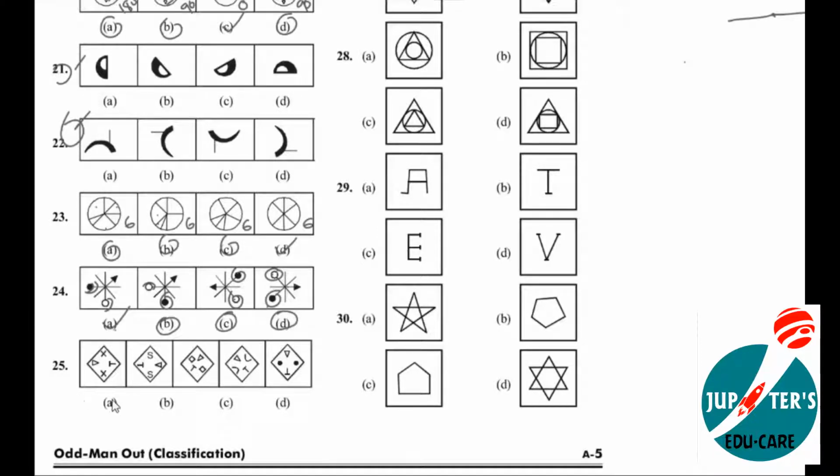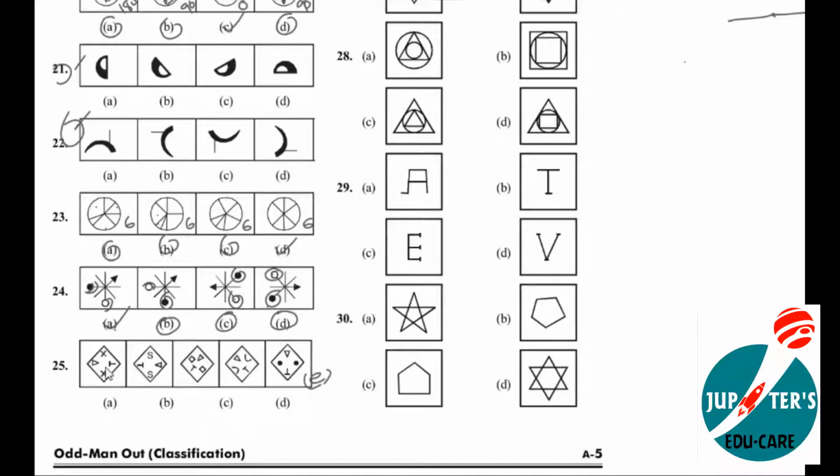Next, coming to 25. Here the first is option A, this one is option B, this one option C, this one option D, and this last one is option E. There is a print mistake in this question. So observe carefully. These two are similar and in opposite directions. In option B, these two are similar and in opposite directions. Option C, these two are similar and in opposite directions. Option D, these two are similar and in opposite directions. Option E, these two are similar and in opposite directions. So we can't get the answer from this.